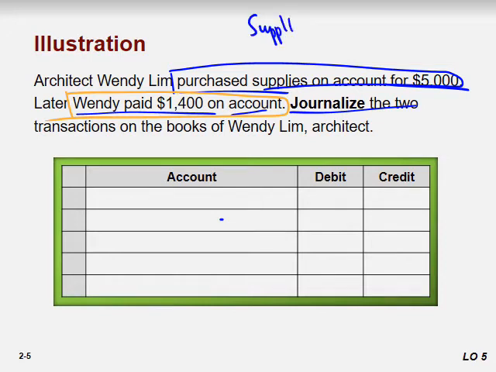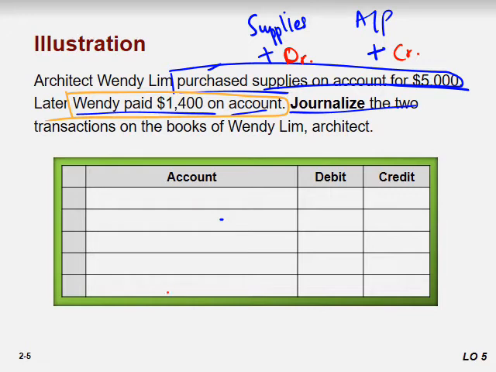Supplies and accounts payable, right? When purchased, supplies increase, and we create the liability, so accounts payable increases. Supplies are assets, and an asset increase is a debit. A liability increase is a credit. So how are we going to write the journal entry?